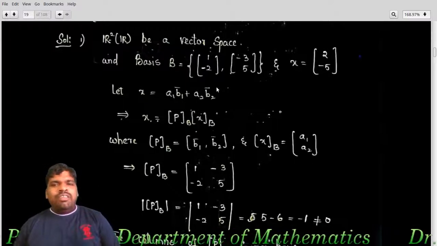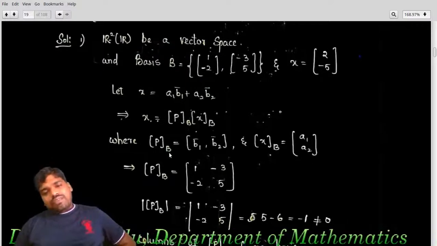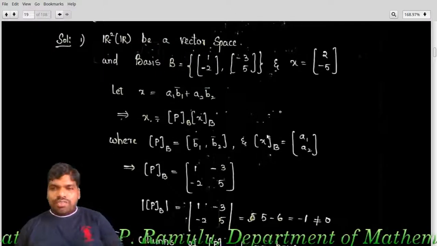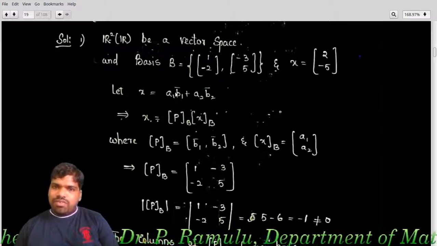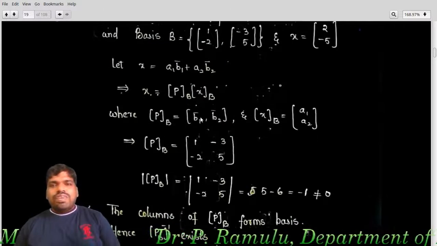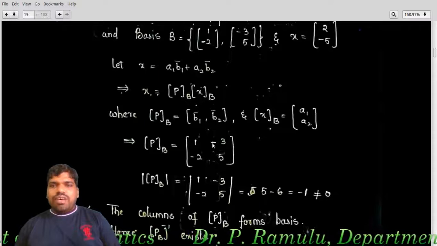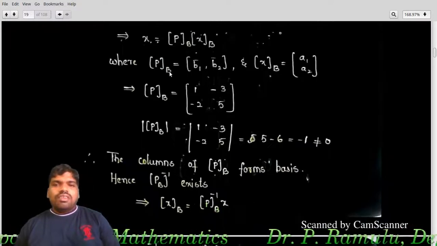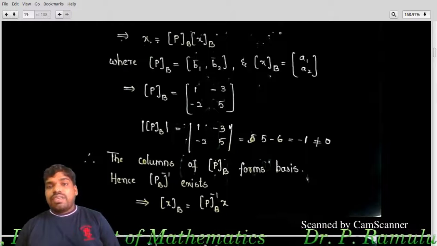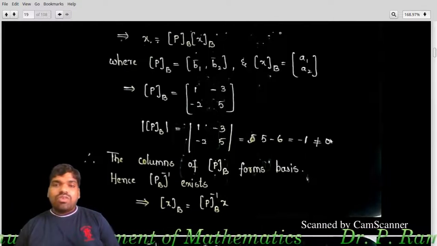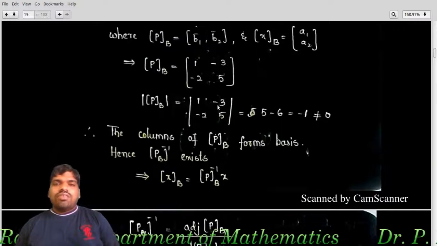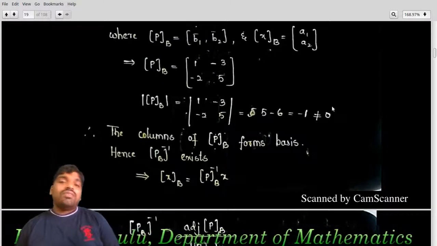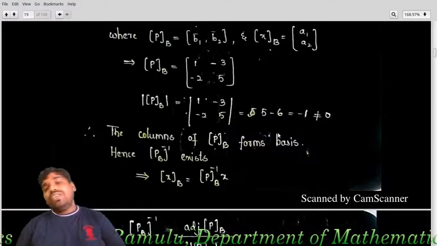Here P_B is the coordinate matrix, P_B = [b1 b2], and [x]_B = (a1, a2). What is b1? (1, -2). b2 is (-3, 5). The determinant of P_B is 5 - 6 = -1, which is not equal to 0. That means the columns of P_B form a basis. Why? Because we already know that if the determinant is not 0, the columns are linearly independent.